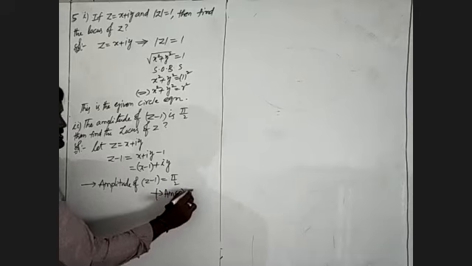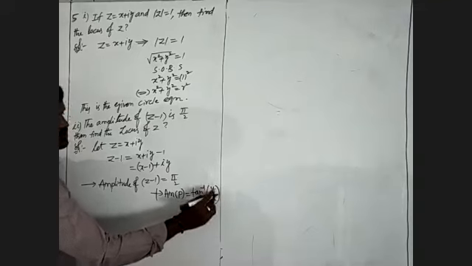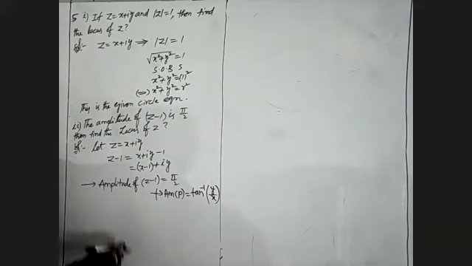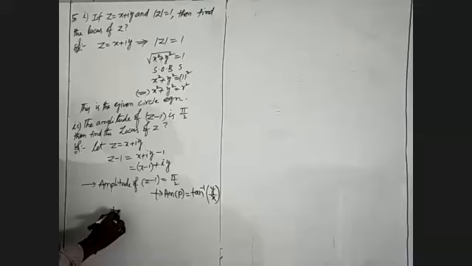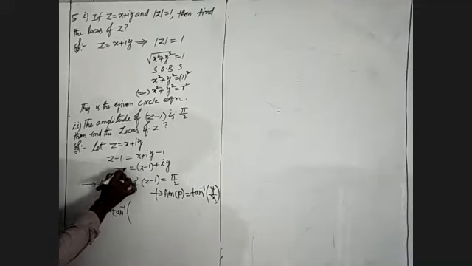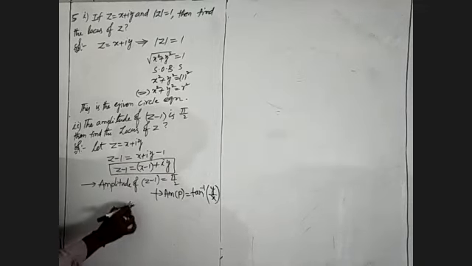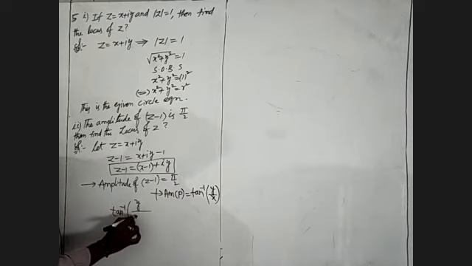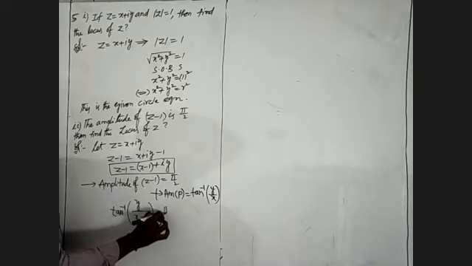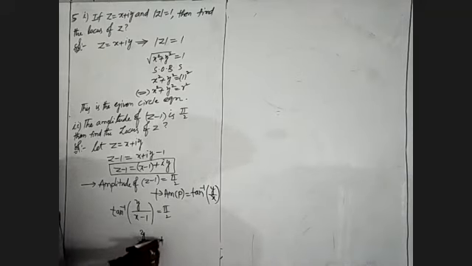Amplitude of z is nothing but tan inverse y by x. That means tan inverse of imaginary part by real part we will write. That means tan inverse, where z minus 1 is x minus 1 plus i into y, where imaginary part is y, real part is x minus 1, that is nothing but pi by 2. Tan inverse goes to that side, so I will write y by x minus 1 is nothing but tan pi by 2.